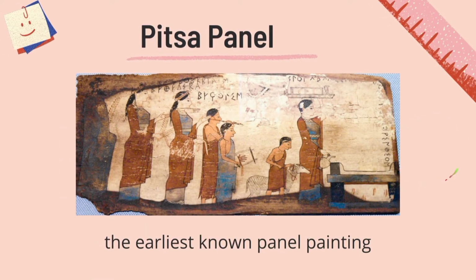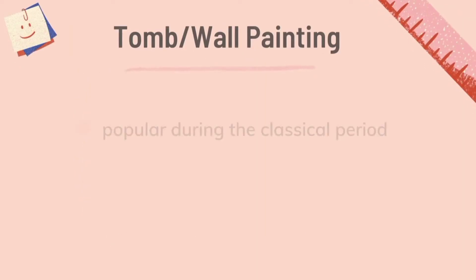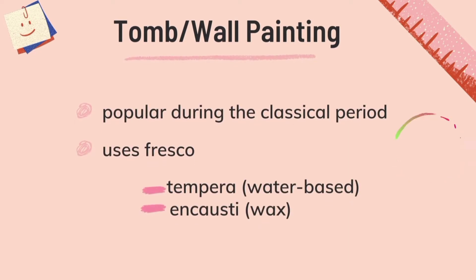Pitsa panel. The Pitsa panel is the earliest known panel painting. The Pitsa panels are a group of four panels that were found in a cave in Pitsa, Corinthia, Greece during the 1930s. They are the earliest Greek panel paintings known to date and the only surviving panels still in existence from the Archaic Greek period. Panel paintings were one of the more respected forms of art in ancient Greece and have a long history.